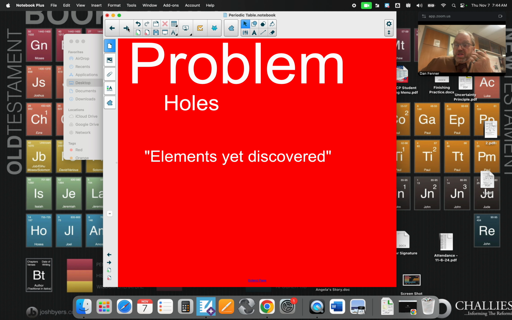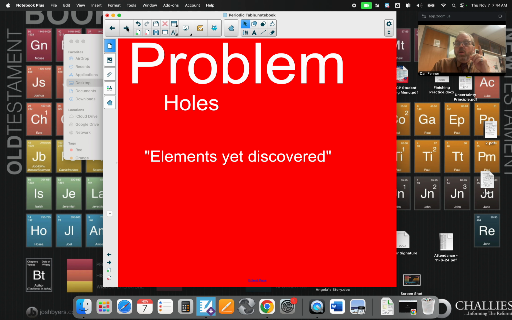Now, Dmitri's explanation, no problem. Obviously, elements yet to be discovered. Now, was he right? Yes, many elements hadn't been discovered yet. Silicon had not been discovered yet. Mobilium, all those elements. So there were elements that had yet to be discovered, but there had to be a different way, a better way.